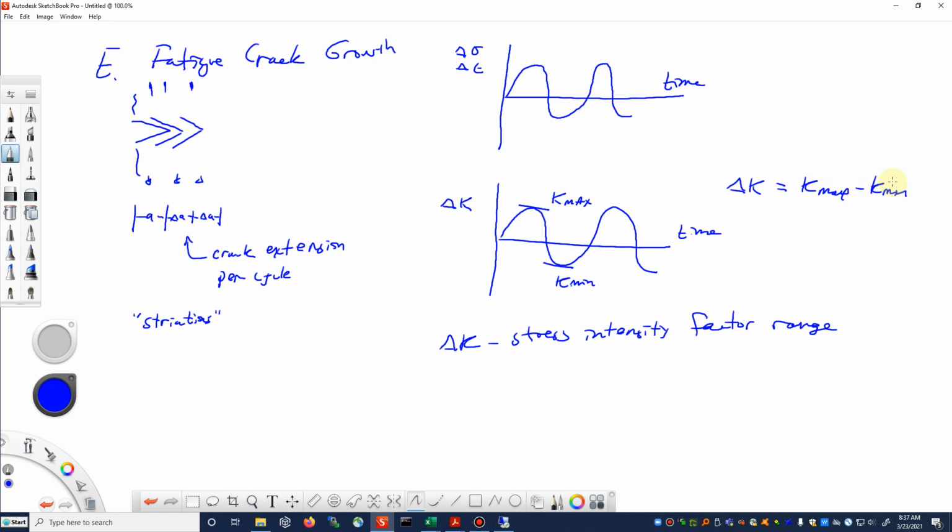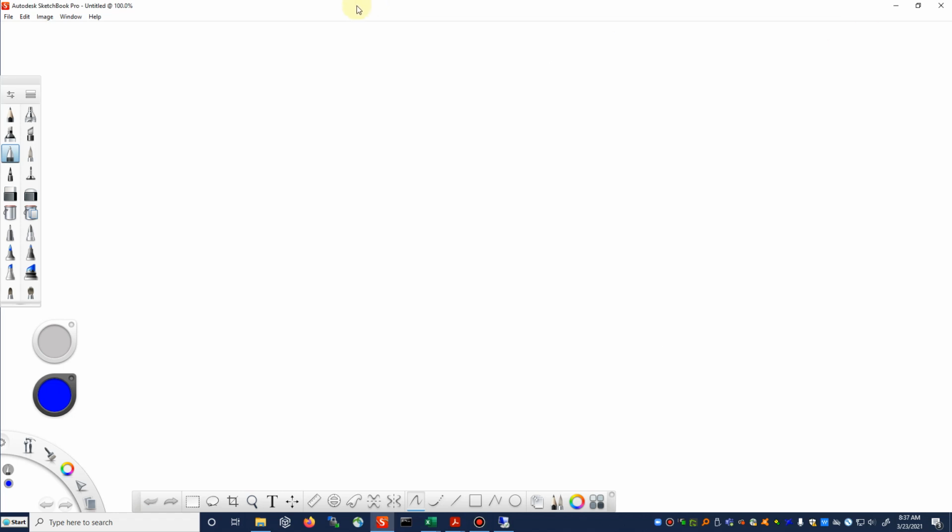We can take a look at a material and observe what happens as a crack grows. If we were to plot stress intensity factor on this axis and the growth per cycle on this axis. Instead of using delta A, I'm using dA by dN. It's a crack growth per cycle. And we do this on log scales. Here's our log scales again. We would make some observations.